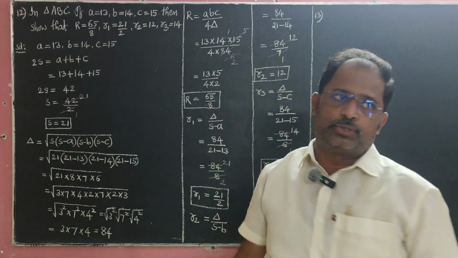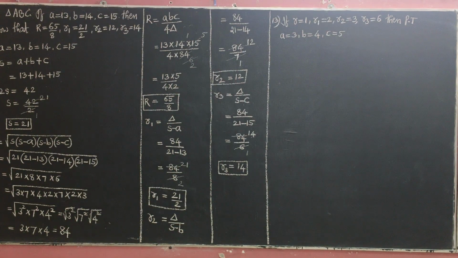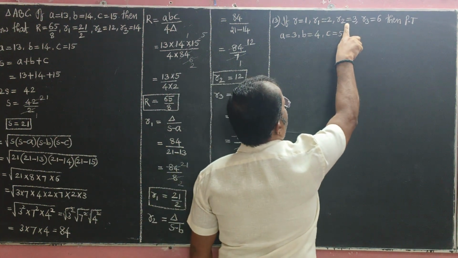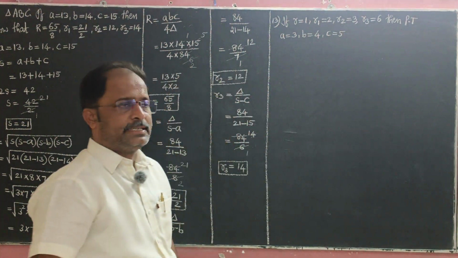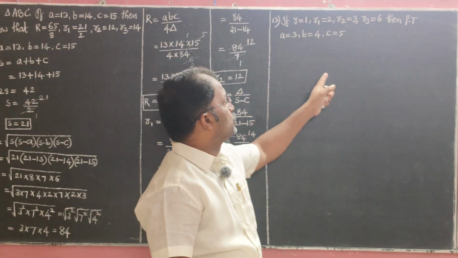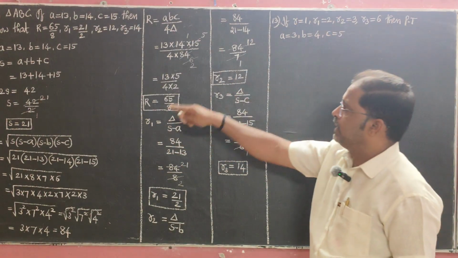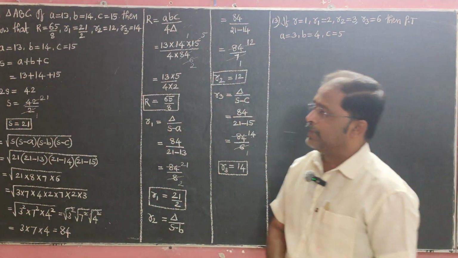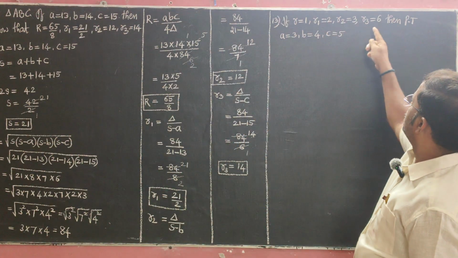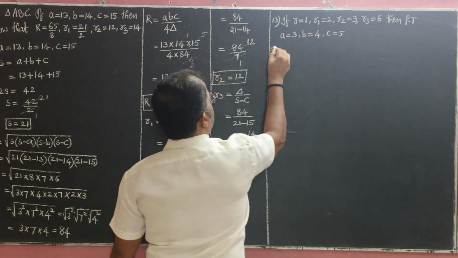Okay. 13th long question. Okay. The next problem, if R equals to 1 and R1 equals to 2, R2 equals to 3 and R3 equal to 6 is the given values, then prove that A equals to 3, B equals to 4, C equals to 5. This problem is reverse to this problem. Okay, 12th reverse problem is 13, because in 12th problem ABC value is given and we have to prove R terms. In this R terms given and we have to prove ABC values. Okay, right.